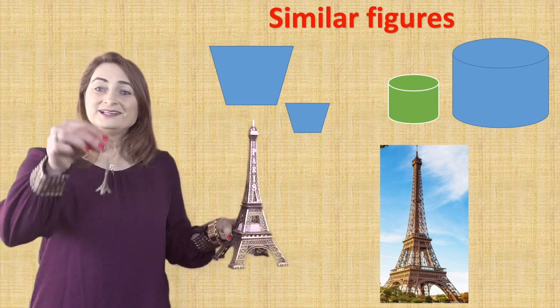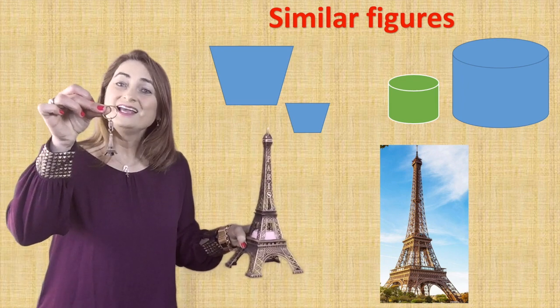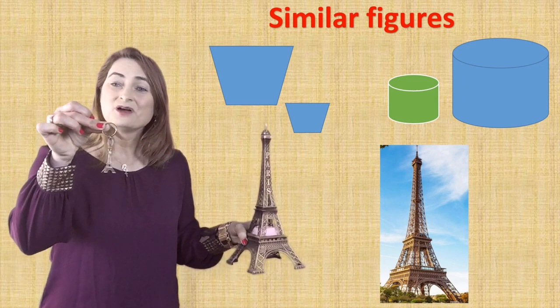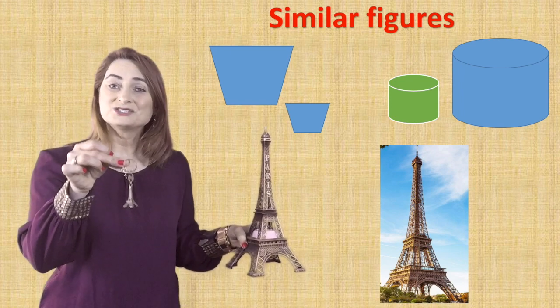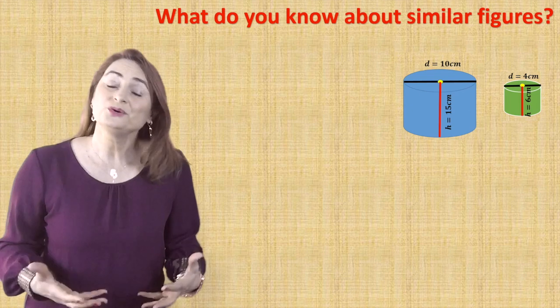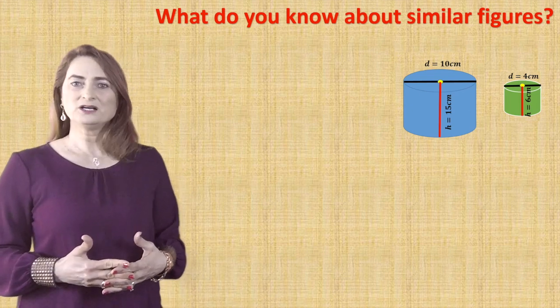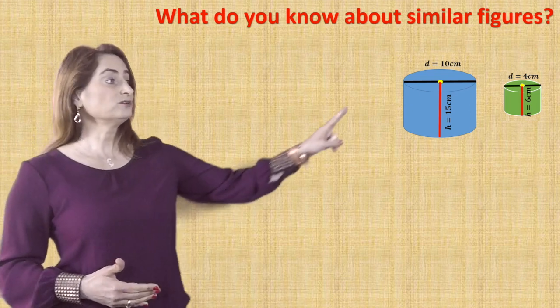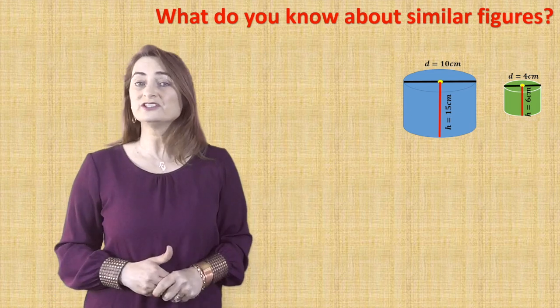Or even making a keychain of the Eiffel Tower, all sides have to be proportional. So now let's review what we already know about similar figures. How can you decide if those two shapes or two figures are similar?